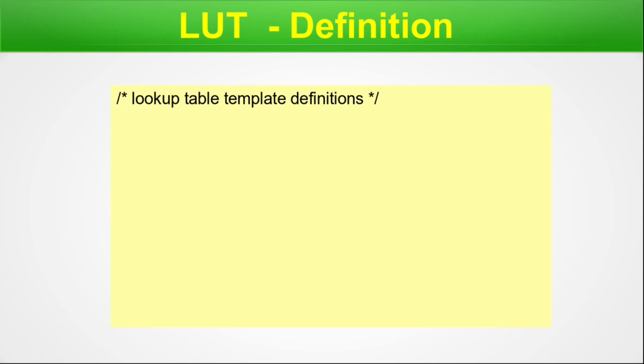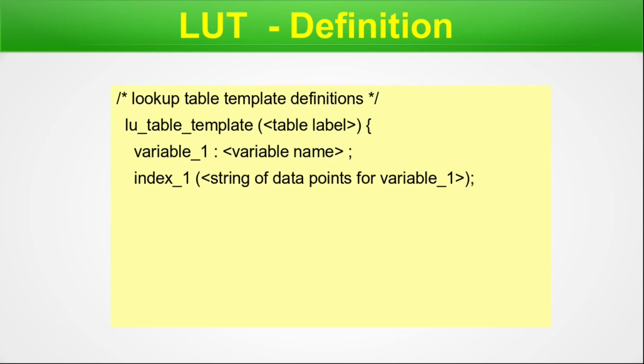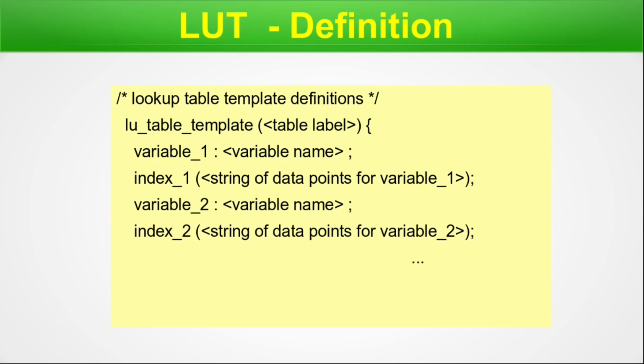Lookup table template definition. This is a comment. LUT table template, and there will be the table label or the name. Variable 1, then the variable name. This will be a text. Index 1, string of the data points for variable 1. So if this variable has 5 different values, then there will be 5 values mentioned inside this index 1 values section. Variable 2, the variable name, and similarly it will have the index 2 and a set of data points for variable 2. And here we close the LUT table template.